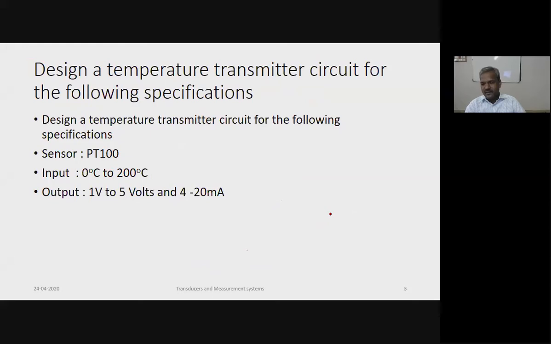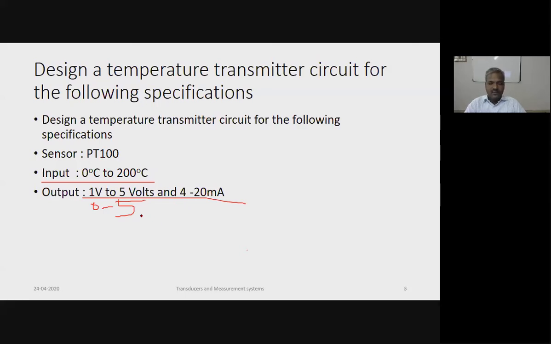Let us design the RTD circuitry. The simple design is: design a temperature transmitter circuit for the following specifications. What are the specifications? Sensor is PT100. Input is 0 to 200 degrees Celsius. Output: first we design for 0 to 5 volt, then we design for 1 to 5 volt. There are two. I will tell the reason why we go for 0 to 5 volt and why we go for 1 volt to 5 volt. Okay.